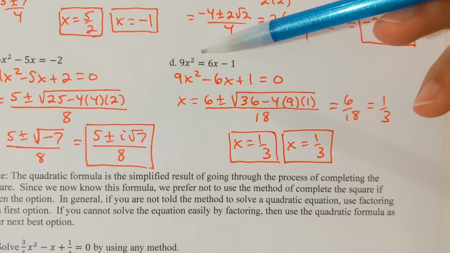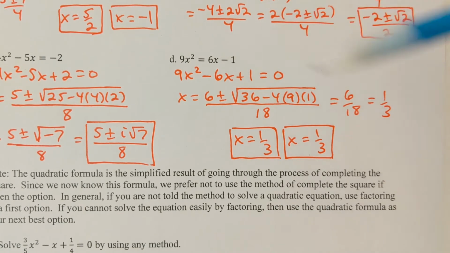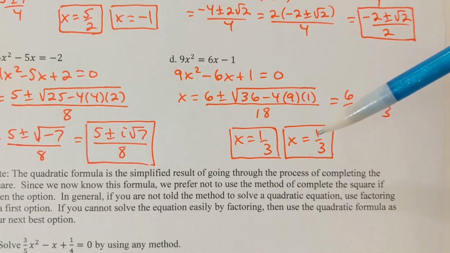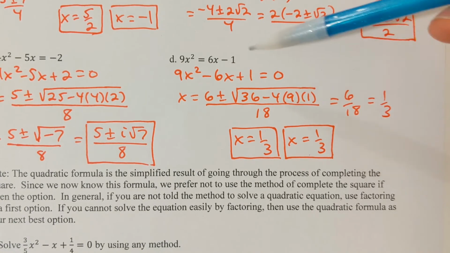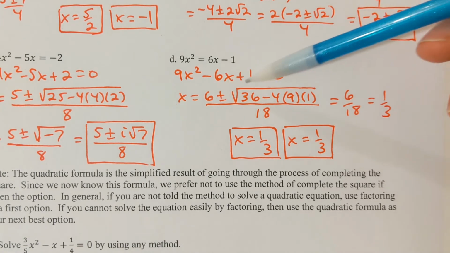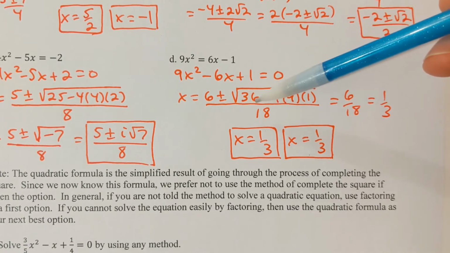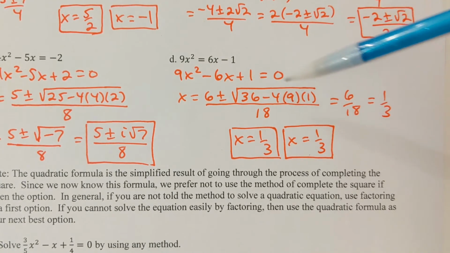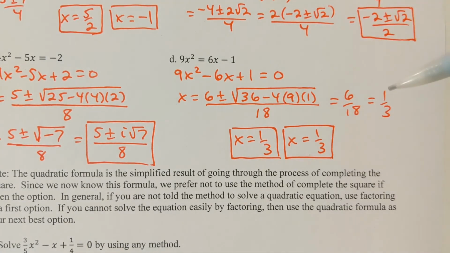Here's another one. Solve the equation 9x squared equals 6x minus 1. Get everything onto the left, and we're using the quadratic formula. So I'd want the opposite of b, that's 6, plus or minus the square root of b squared, negative 6 squared is 36, minus 4 times a, which is 9, times c, which is 1, all over 2a, 2 times 9 is 18.